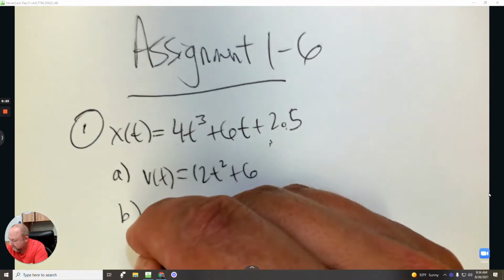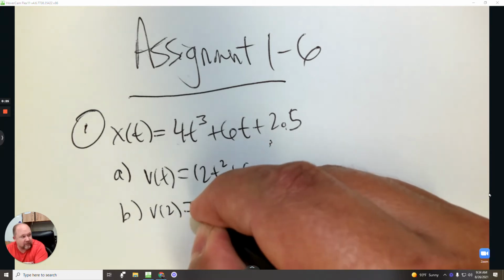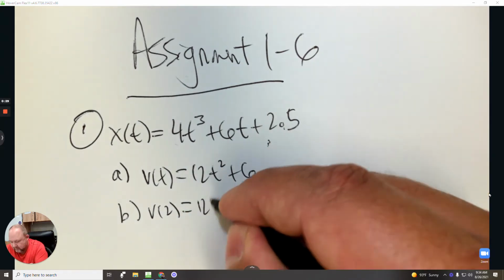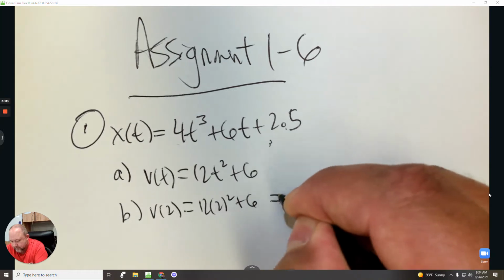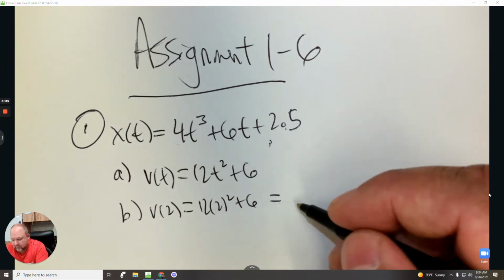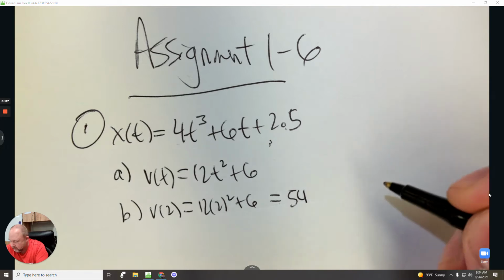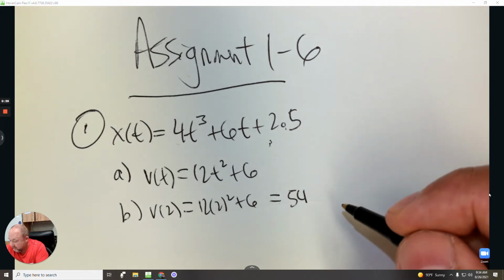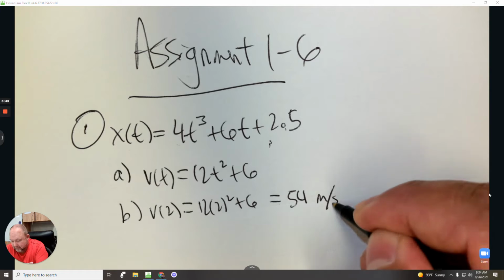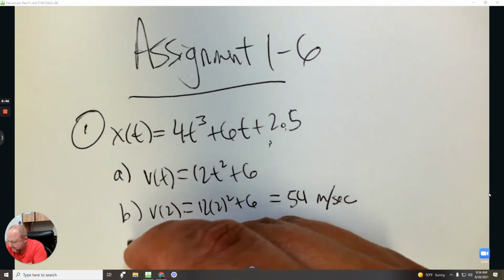In part B, find the velocity at 2 seconds. So if you plug in 2 seconds into here, what is that? 48 and 6, 54, right? And make sure that you have units for this one. So in the question it says it's meters and seconds. So that's meters per second for velocity.